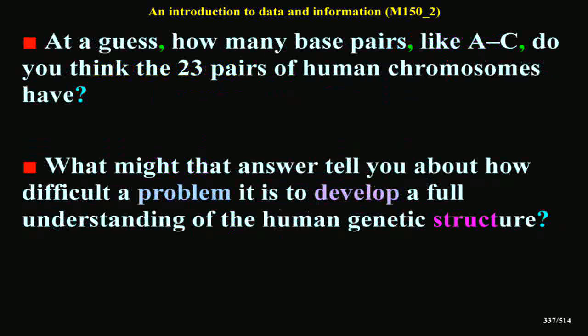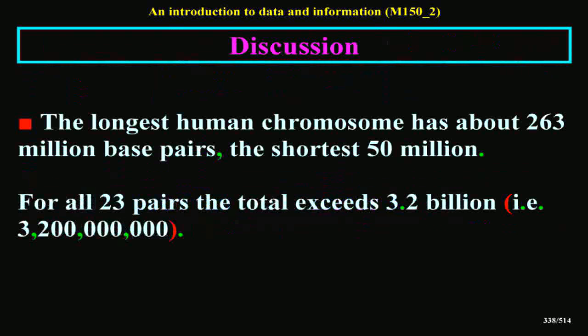At a guess, how many base pairs, like AC, do you think the 23 pairs of human chromosomes have? What might that answer tell you about how difficult a problem it is to develop a full understanding of the human genetic structure? Discussion. The longest human chromosome has about 263 million base pairs, the shortest 50 million. For all 23 pairs the total exceeds 2 billion, i.e.